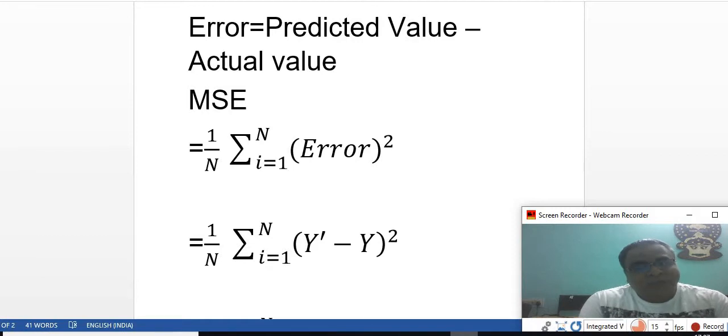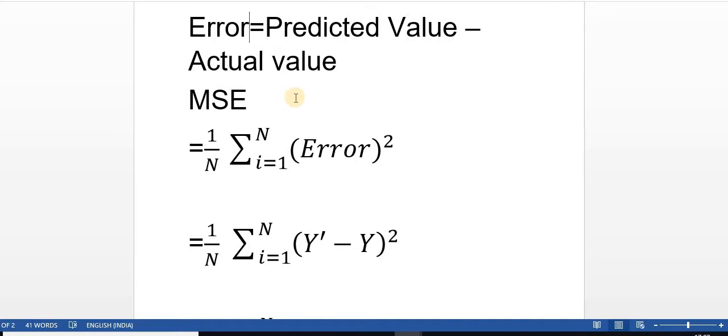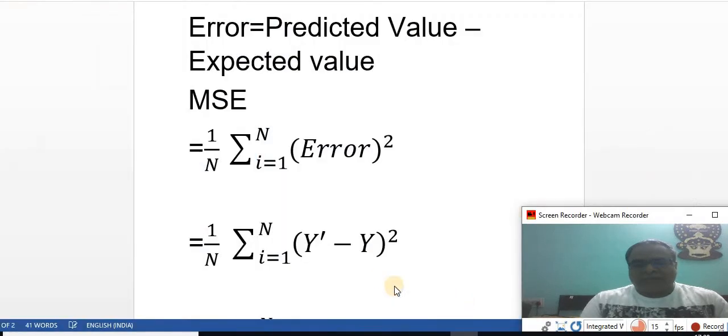Predicted value means it's the machine learning hypothesis. So the prediction is done by the machine learning hypothesis or the machine learning model. So y dash is the machine learning hypothesis and y is the actual value, or the expected value. This is what we discussed: y dash minus y.